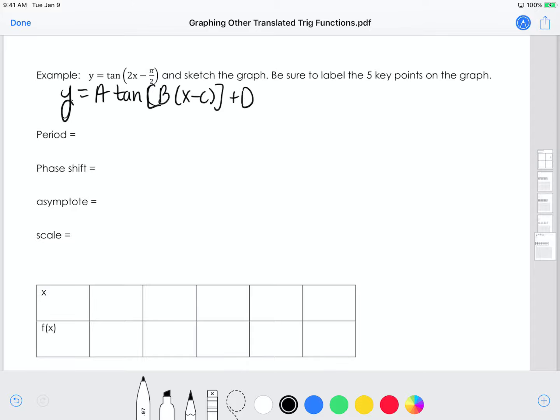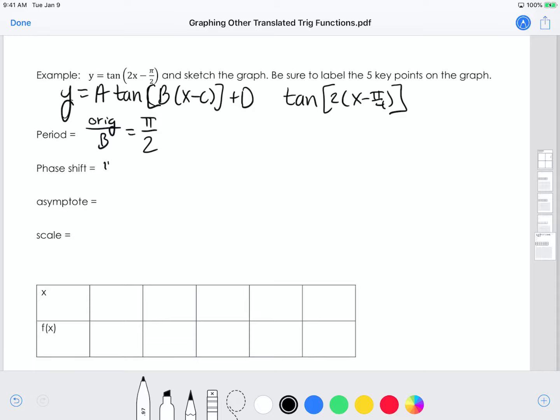Since we have a coefficient in front of x that's not 1, we're going to have to factor out that 2. So then we can identify our b and c. So our period for the new translated function is going to be the original period divided by my value of b. Since tangent is one of the two functions that has a period of pi, we're going to take pi and divide by 2. So the length of our period is going to be pi over 2.